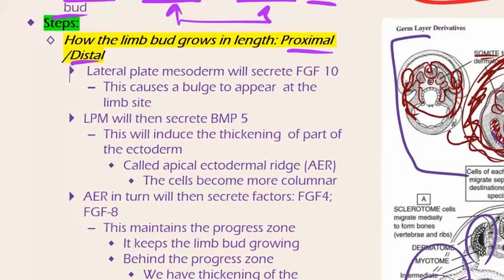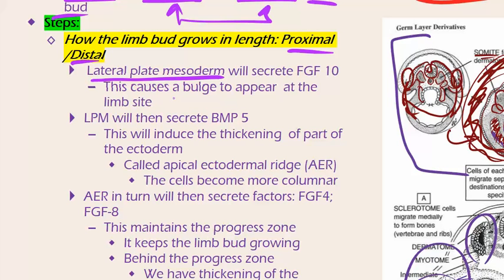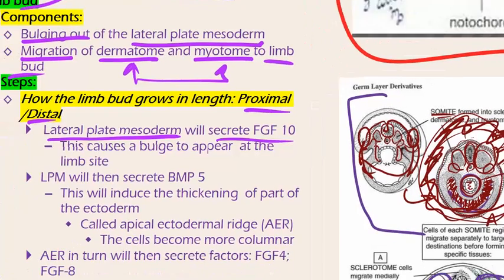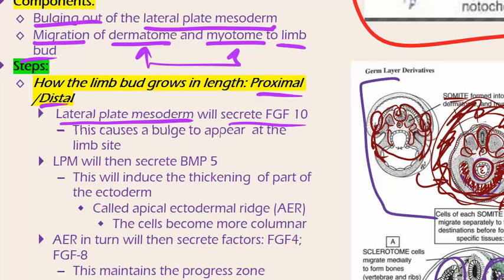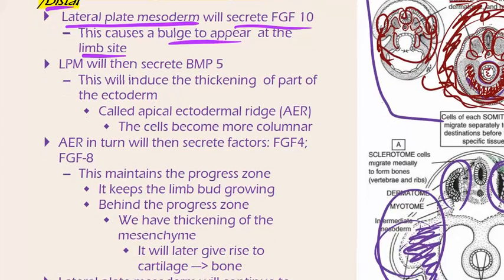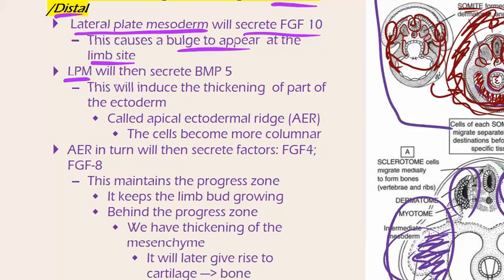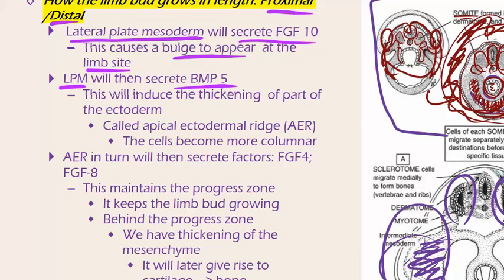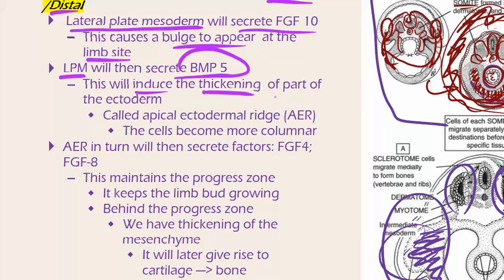Okay, so you guys already know what the lateral plate mesoderm is. This lateral plate mesoderm is going to secrete fibroblast growth factor 10. This is what it's inducing, the bulge to appear at the limb side. The lateral plate mesoderm is also going to secrete bone morphogenic protein 5, and the purpose of this bone morphogenic protein 5 is that it's going to induce the thickening of the ectoderm.